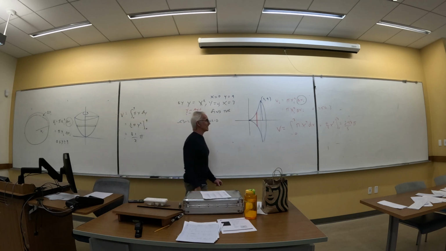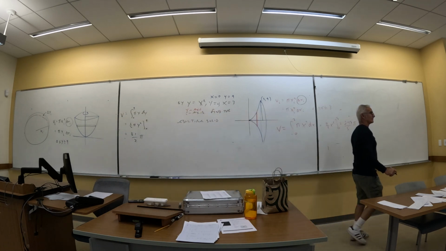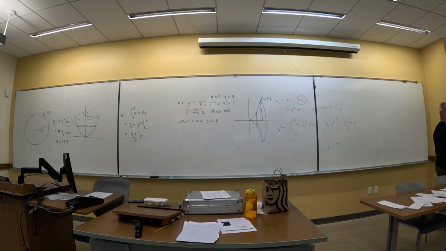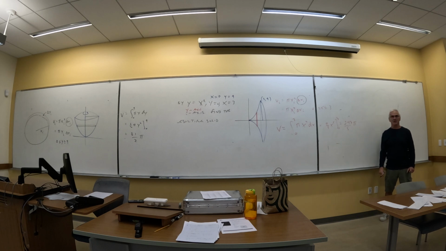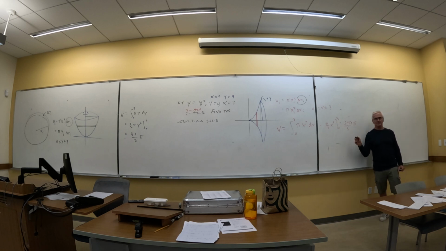Are these answers the same? Are they close? Well, 81 halves is what, 40.5? What's 243 fifths? 48.6. So are they tremendously far apart? No, this one's a little bigger though, isn't it?